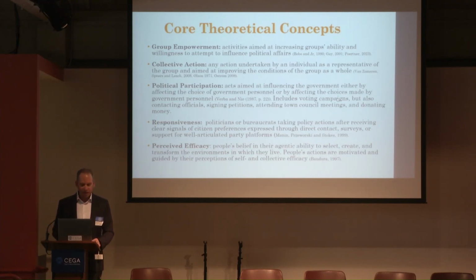And then perceived efficacy, that's critically important. And here we're borrowing from social psychology a lot, is people's belief in their agentic ability to select, create, and transform the environments in which they live. Now, psychologists talk a lot about two types. So perceived personal efficacy, my ability to do things, but also, and something that's not as common in political science that we've learned a lot about, is collective efficacy. How I feel about the agentic ability of the group I belong to be able to get things done.